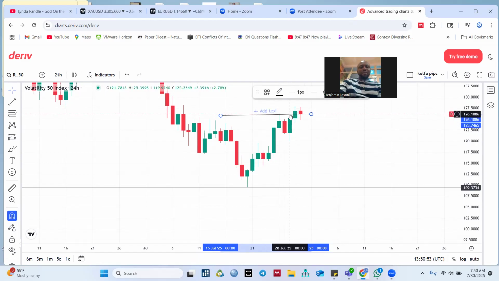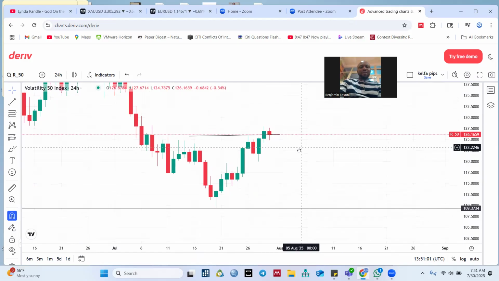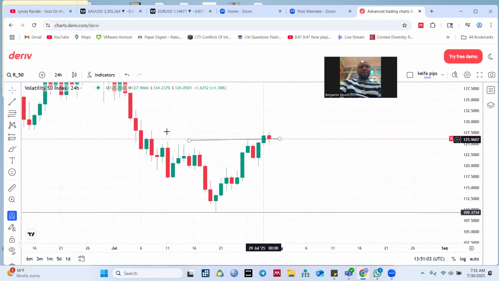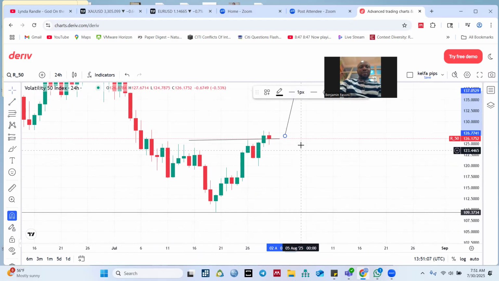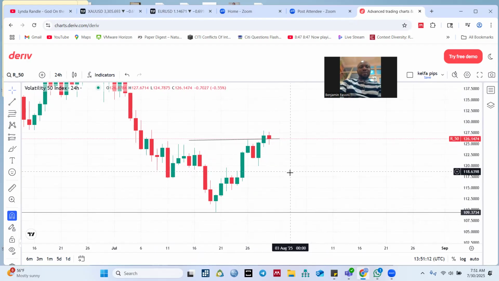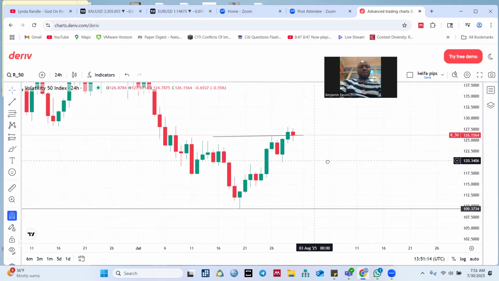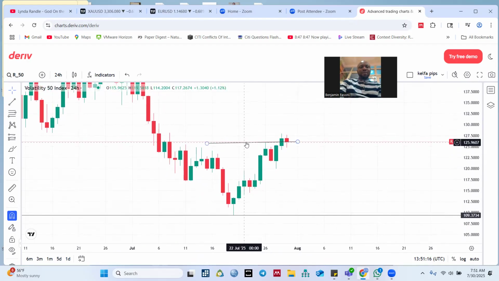It closed above the high. It did not reject inside, it closed above it. This is a better sign. It's a sign that we are likely to go more bullish. But normally, when there is a break of structure, there has to be a retest or there has to be pullbacks. So we expect that there should be a pullback on 50 index.